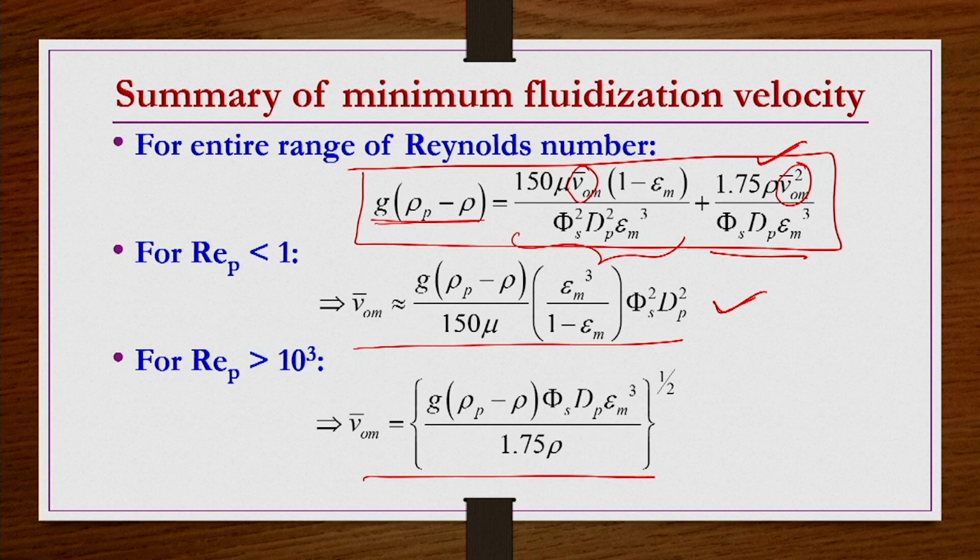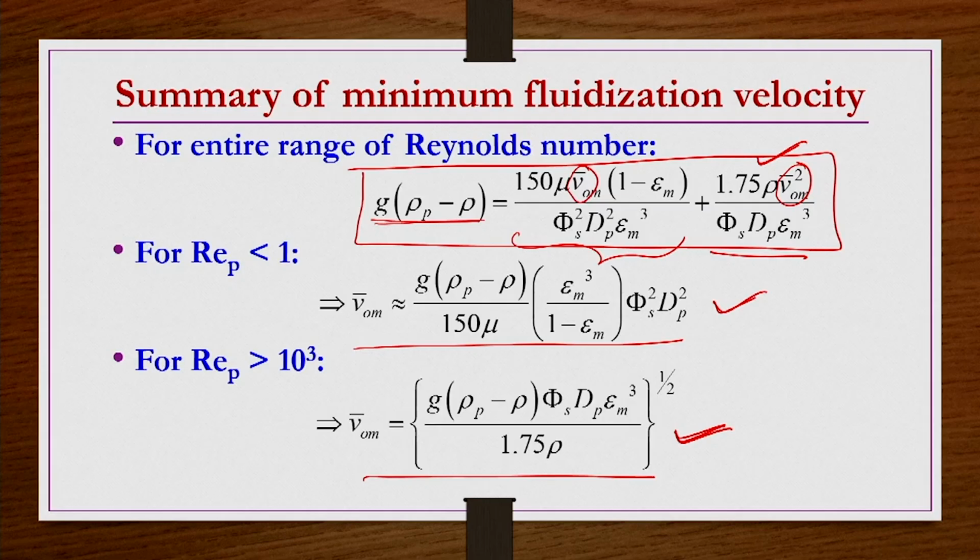And then if you know the Reynolds number for packed bed conditions is greater than 10 power 3, then you can use this third equation to get the minimum fluidization velocity, so that fluidization starts occurring or bed expansion starts occurring. So, if you do not know the Reynolds number, this entire equation you have to use. You substitute the fluid properties, geometry and particle characteristics here, and then simplify this equation. You will get a quadratic equation for V0m bar. If you solve that equation, you get the minimum fluidization velocity.